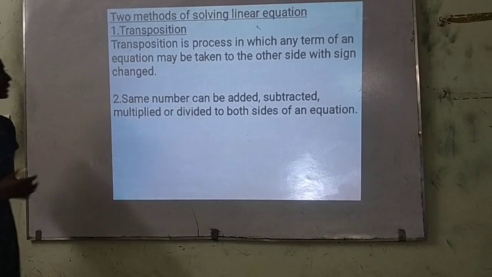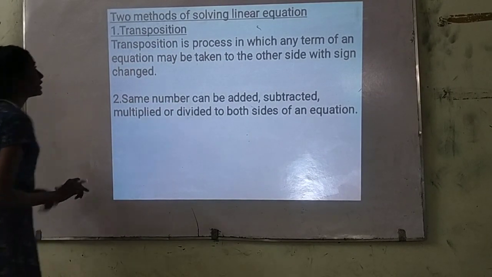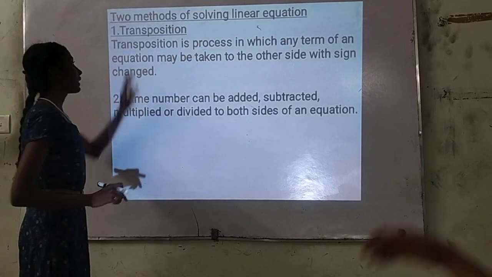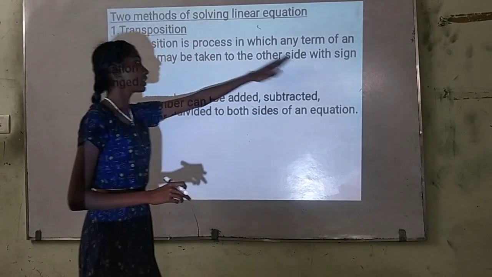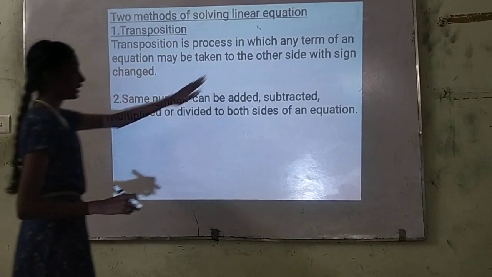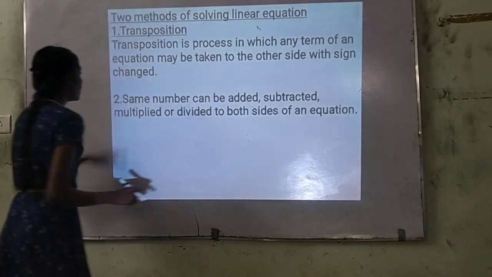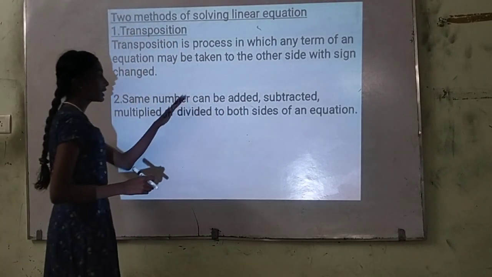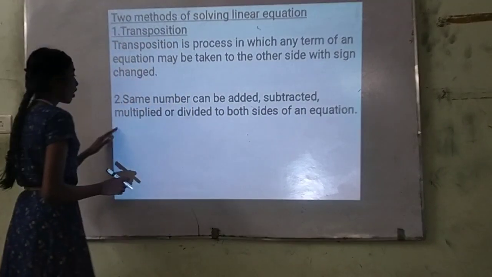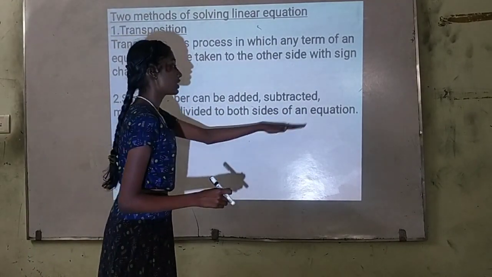Now let us see what are the methods to solve a linear equation. The first one is transposition. Transposition is the process in which any term of an equation may be taken to the other side with sign change. The second method is that the same number can be added, subtracted, multiplied or divided to both sides of an equation.